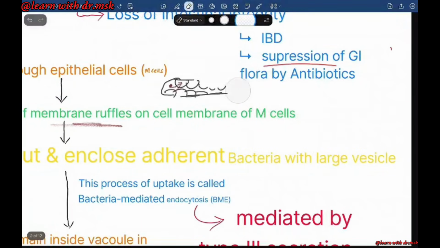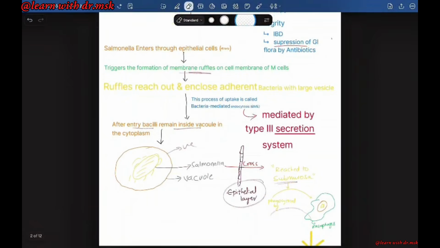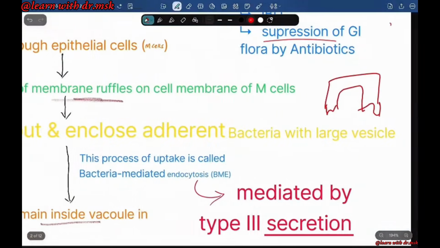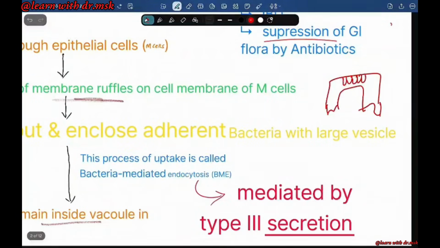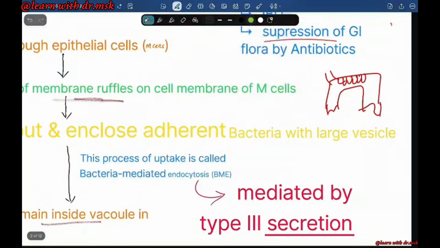Next, what about the etiopathogenesis? Next, the etiopathogenesis of Salmonella typhi, which causes the infection. Suppose this is the gut flora. Imagine this is in the GI. These are the cells. Somehow Salmonella typhi has entered the GI.